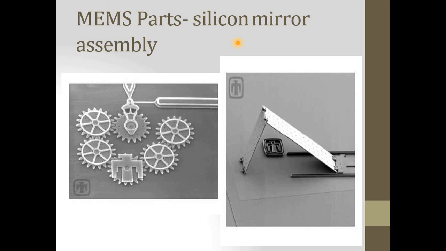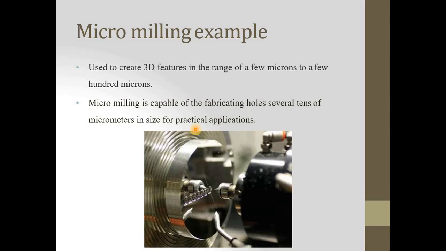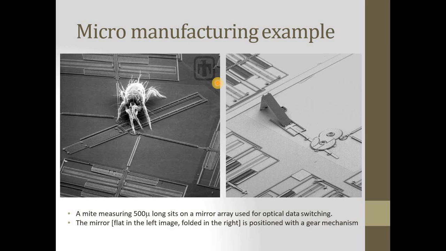So MEMS parts, such as a silicon mirror assembly. Look at this. Micro milling examples are used to create 3D features in the range of a few microns to a few hundred microns. Micro milling is capable of fabricating holes of several tens of micrometers in size for practical applications. These are the micro manufacturing examples.